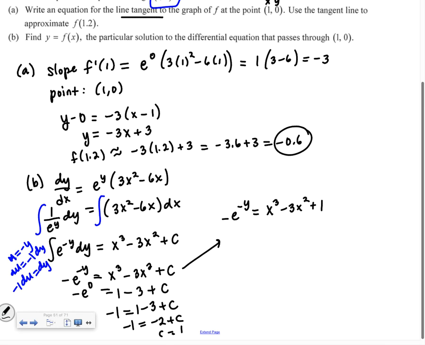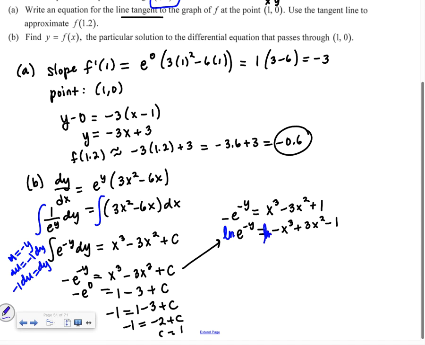Okay, so it's a little complicated. First, I'm going to get rid of that negative out front. So I'm going to have negative x cubed plus 3x squared minus 1 equals e to the negative y. In other words, it's 1 over e to the y. So when I have a 1 over something with y, I end up taking the reciprocal of both sides. Okay, so you can do that, or you could also keep it like this and then just take the natural log of both sides. It's up to you. It's whatever you want to do.